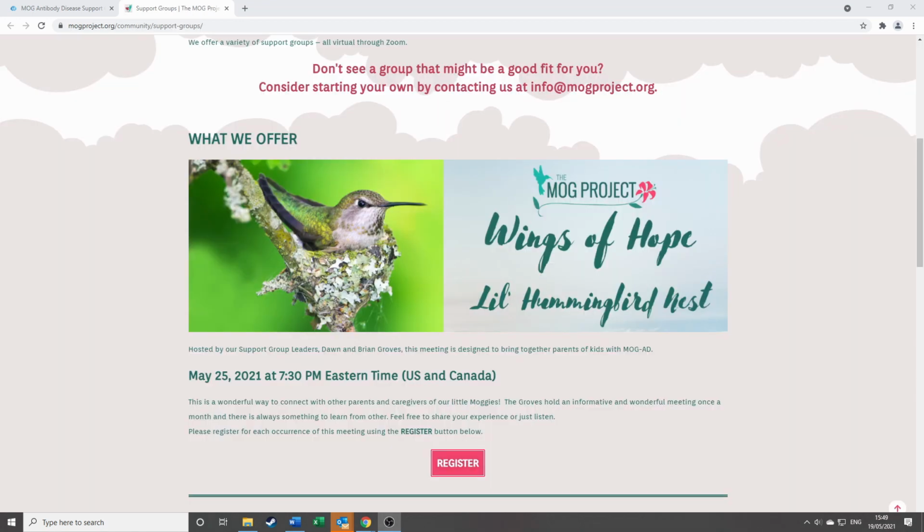And the last specific group which I'm going to be talking about is the Wings of Hope, the Little Hummingbird Nest. Now this group is all about bringing together the parents of children diagnosed with MOG antibody disease. This group is a Zoom support group who host regular calls, usually once or twice a month. And you can see here, they do have a date down on May 25th at 7:30 PM Eastern Time in the US and Canada for their next call.